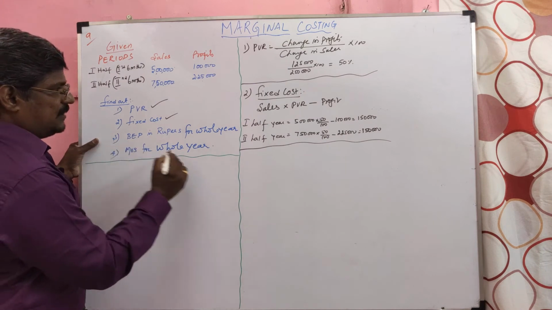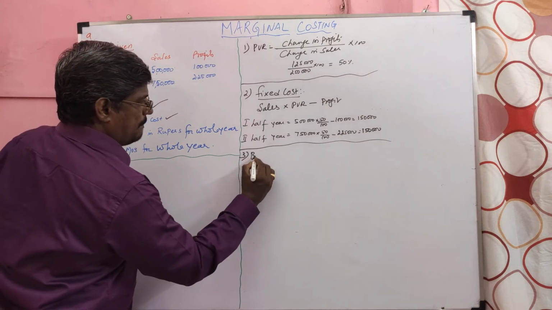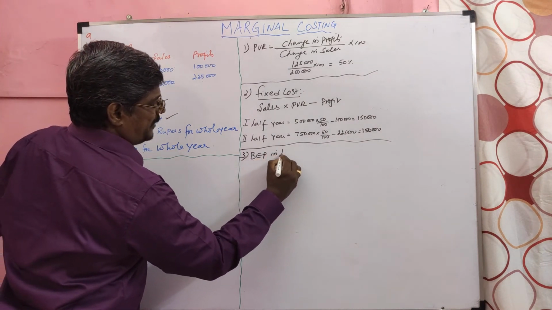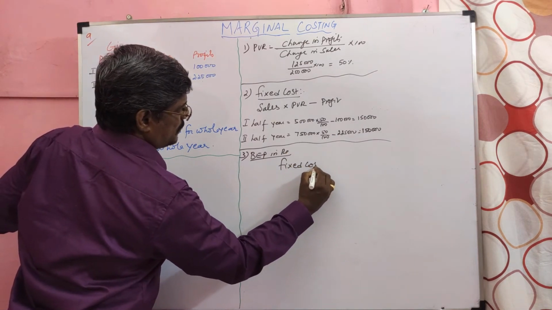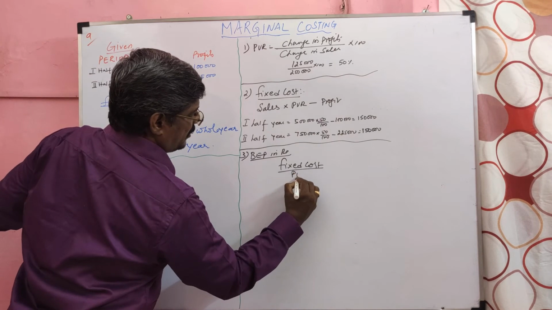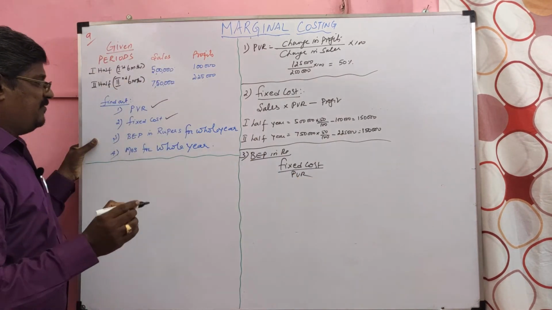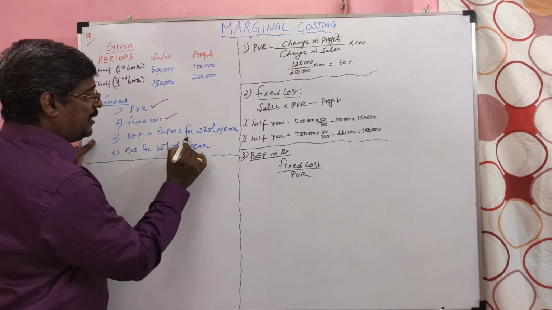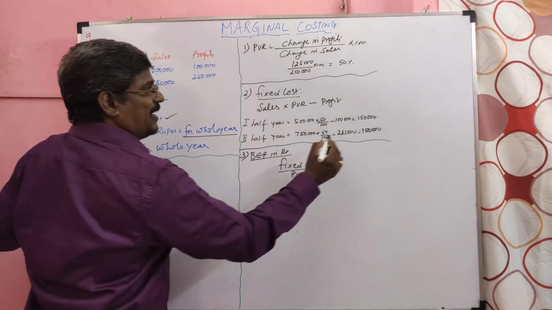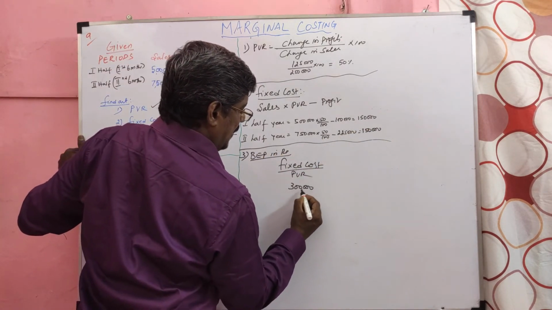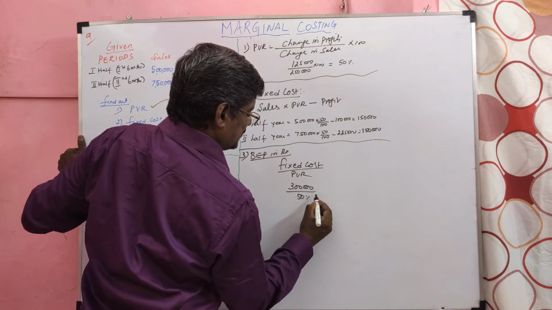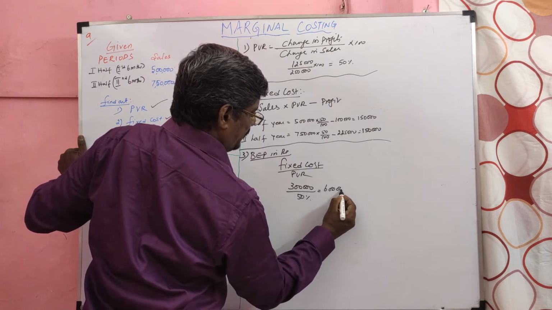Now third, break-even point in rupees. What is the formula? Fixed cost divided by PVR. Here they asked BEP for whole year. So we have to add the fixed cost. Total fixed cost how much? 3 lakh divided by 50% equal to 6 lakh rupees.